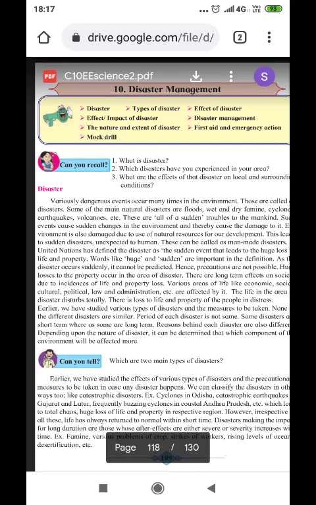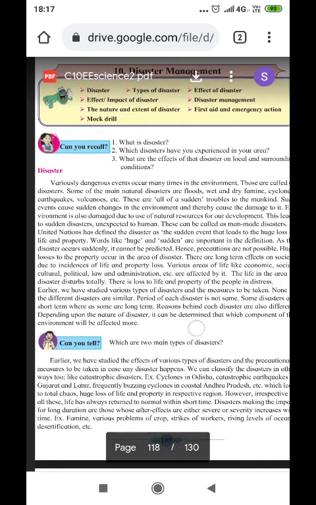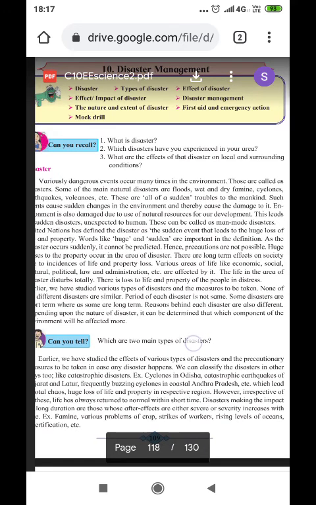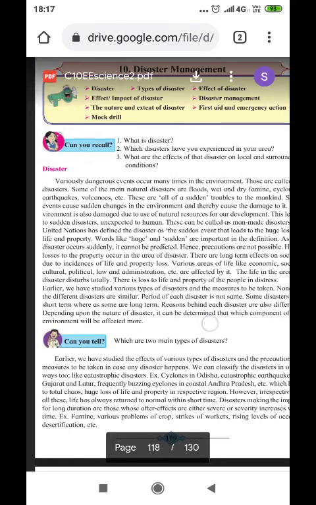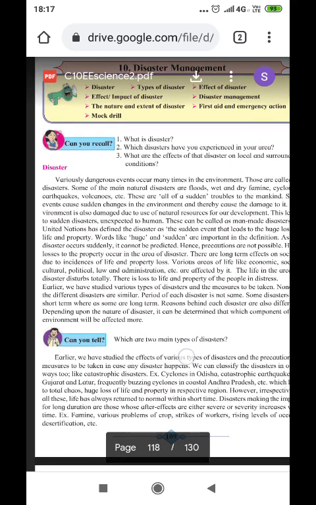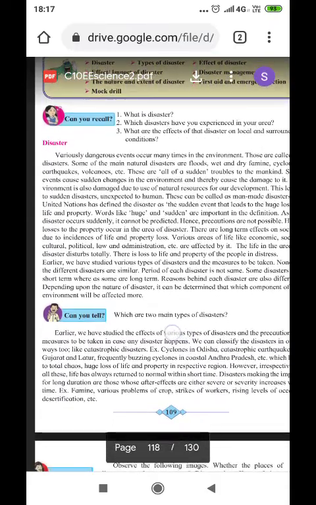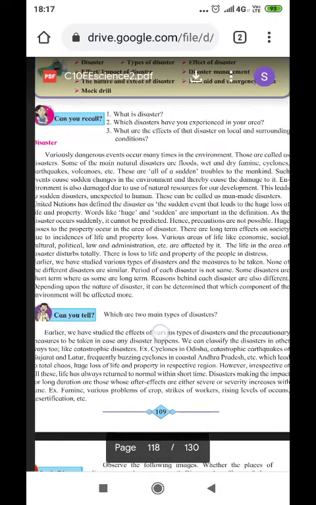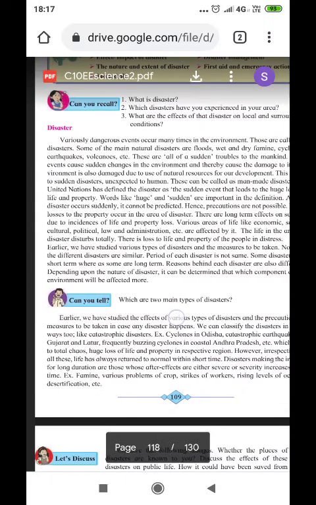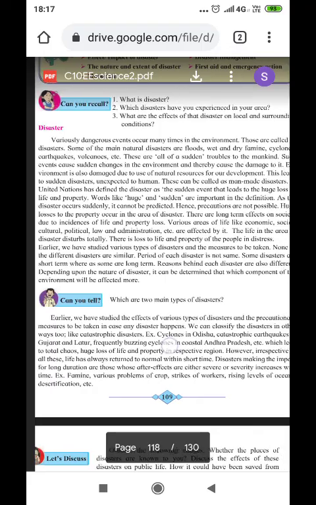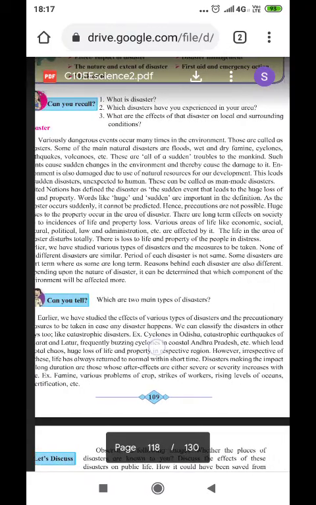Now, we are going to discuss the meaning of disaster. Various dangerous events occur many times in the environment. They are called disasters. Some of the main natural disasters are floods, wet and dry famine, meaning lack or scarcity of water, cyclones, earthquakes, volcanoes, etc. These are all sudden troubles to mankind.